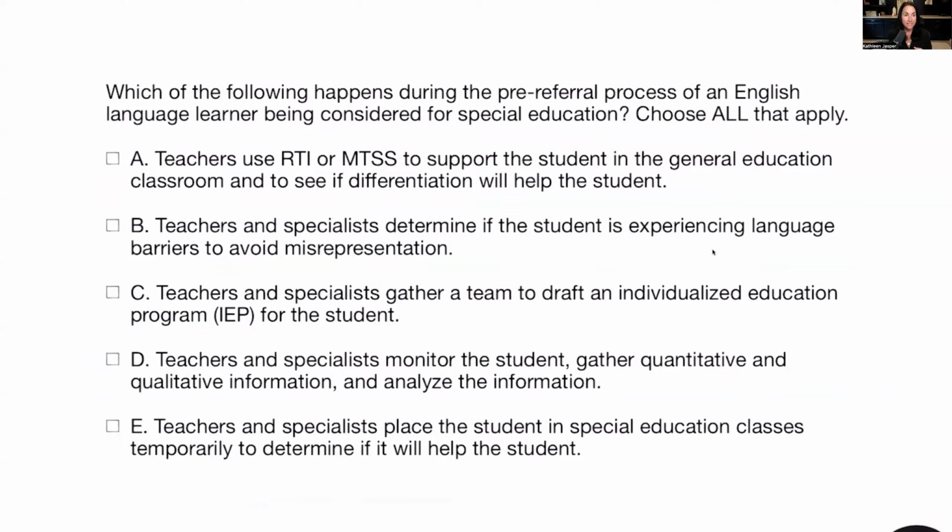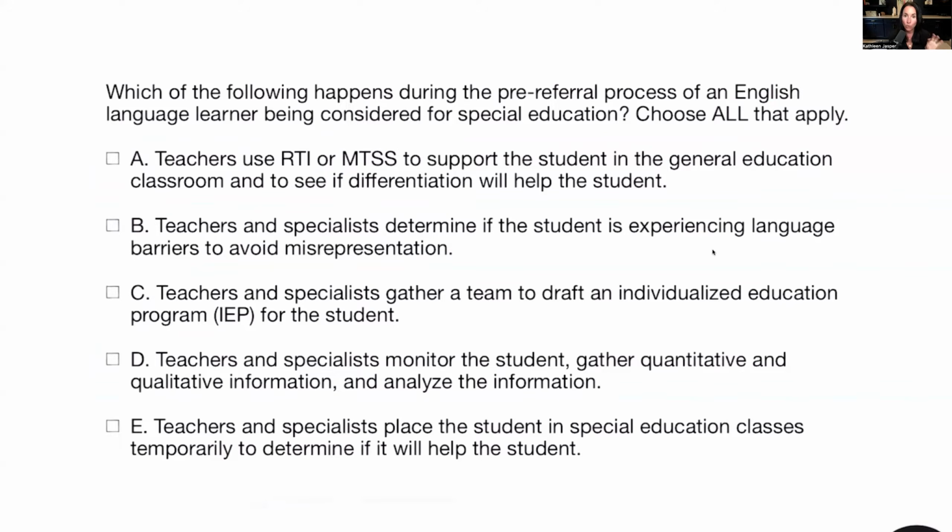Okay, so this is an item from my 5355 study guide. This is my new special education study guide. And it's a rather big item. And I want to go through it with you because it hits on all kinds of things that you want to be on the lookout for, especially when it comes to MTSS.